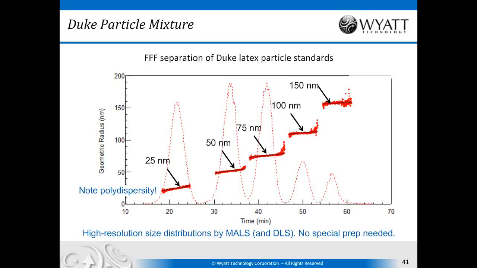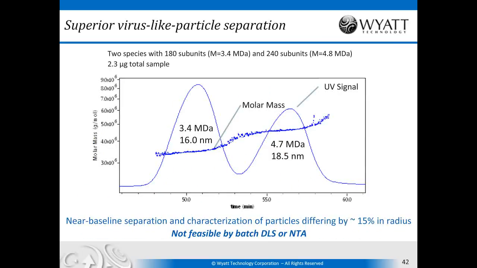Here's an example of separating on FFF. This is some standard latex particles. Very often latex particles are measured by dynamic light scattering, but there's no way that you'd be able to get this type of resolution with batch dynamic light scattering. Here you can see beautiful baseline separation of particles, which are not too different in size. And because we're measuring the size with light scattering, we can actually see here the amount of polydispersity. So these particle standards are not extremely monodisperse. They have some polydispersity, and we can pick those up using the separation technique.